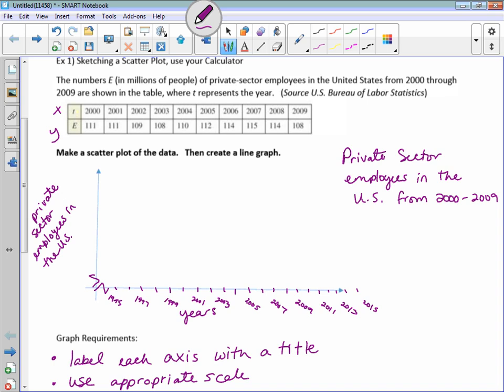And then vertically, same idea. What do you think we want to use as our labels here? I'm not starting at 1. Where should I start?